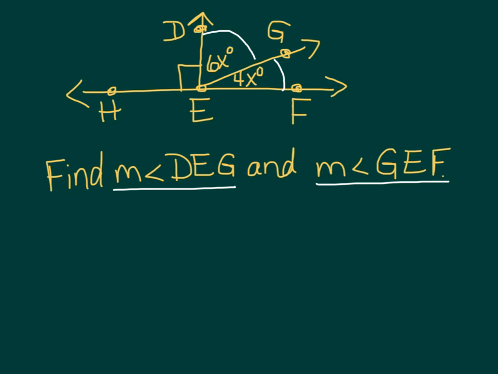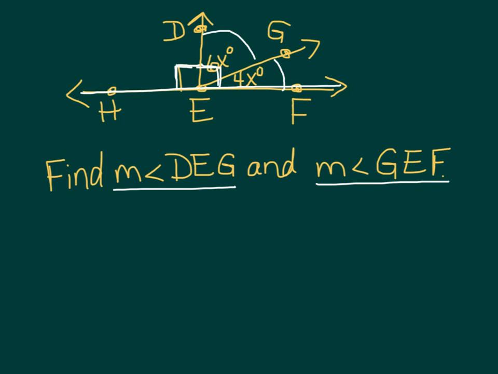How can we do that? We know that we have this line right here, and it is 180 degrees. This square in this corner means that this is 90, which means that these two angles on this side must also equal 90. So we know that 6x plus 4x must equal 90 degrees, because we know that the two together have to be 90.